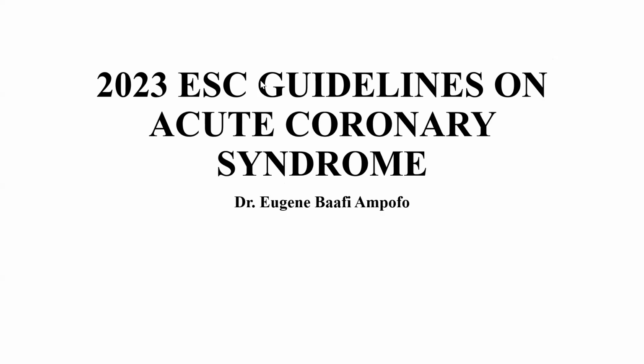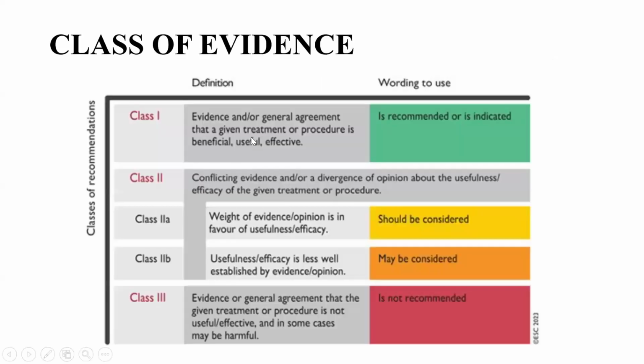We continue with guidelines. Today, we'll be looking at the 2023 ESC guidelines on acute coronary syndrome. So we go by the usual: we are going to use the ESC, so we need to know the definitions for the classes of recommendation. This is an area of emphasis. We already know what the classes mean.